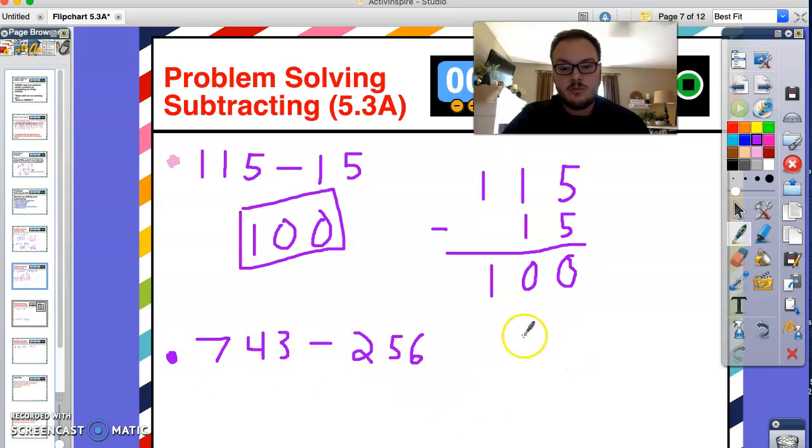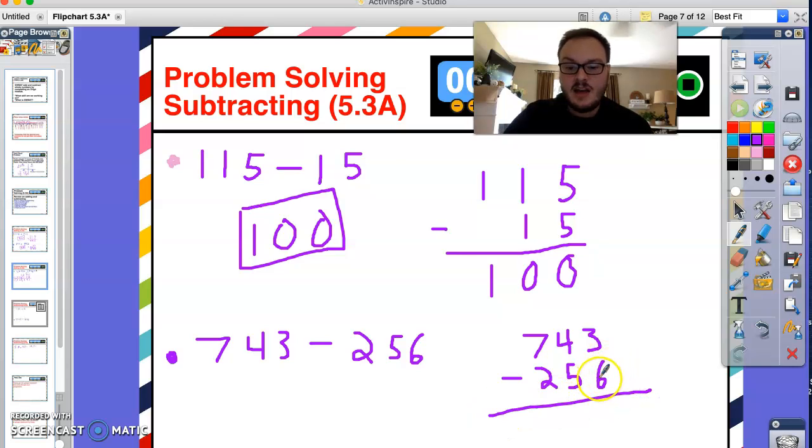Now let's work on the next one. We have 743. Take away 256. I cannot do 6 away from 3, so I need to regroup. So I'm going to cross this out and make it smaller. It's going to go down by 1, but I'm regrouping a 10, so this is going to actually become 13. 13 minus 6 is 7.